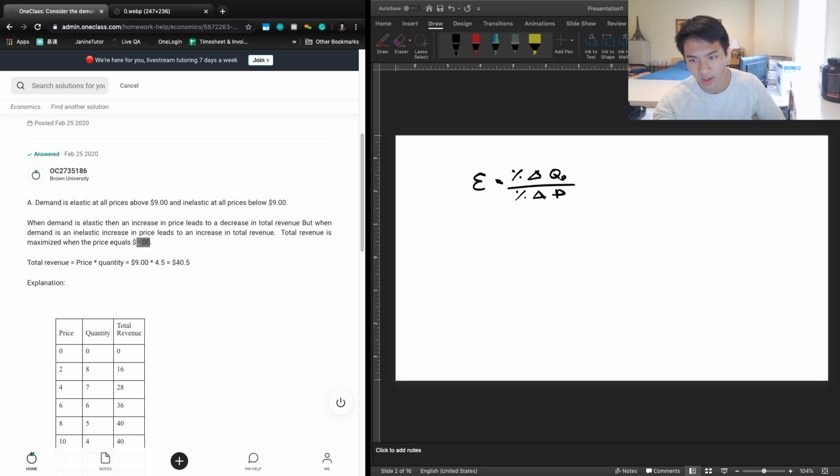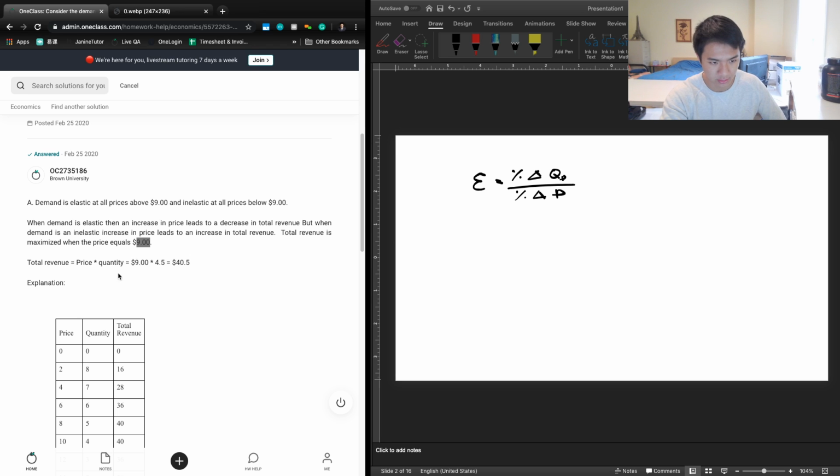The previous tutor did something that I should also touch on, which is the relationship between elasticity and total revenue. When demand is elastic, what we're saying is that quantity demanded is relatively more responsive than we would expect to price changes. So if we increase the price at all when it's elastic, we're going to find a disproportionate drop in the quantity demanded, which leads to total revenue dropping.